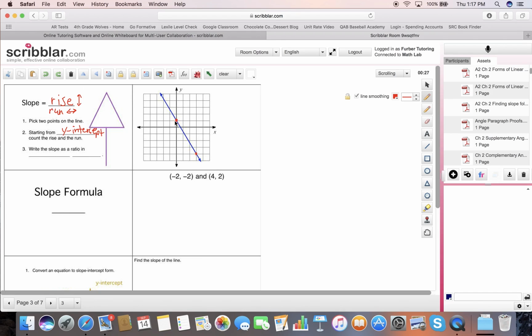So if I start from the y-intercept and I'm trying to arrive at this point here, I have to go down to get to it. Okay, so if I have to go down, then I'm going to be going down and then to the right. So I'm going to start from the y-intercept, count the rise and the run, and then after I'm done, I'm going to write that ratio or that fraction in simplest form.